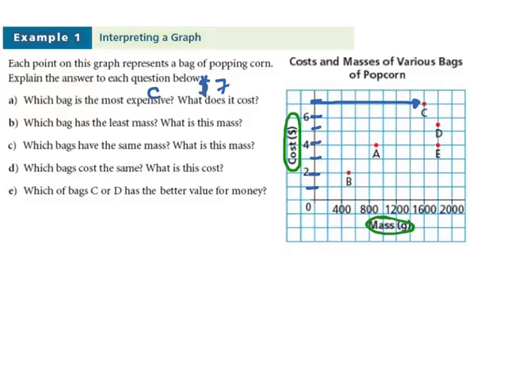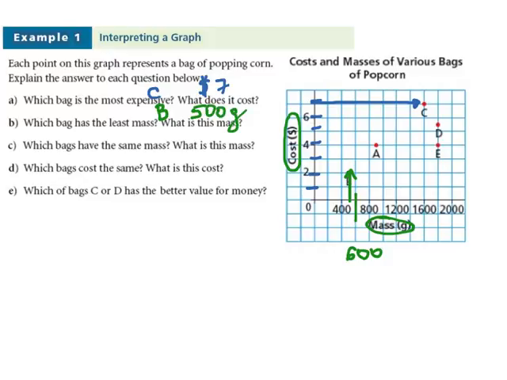Next question, B. Which bag has the least mass? The least mass will be located to the left-hand side of the graph. And this bag is right here. It is bag B. And its mass is somewhere between 400 and, well, this is 600. It's halfway between 400 and 800. So I imagine it is about 500 grams.